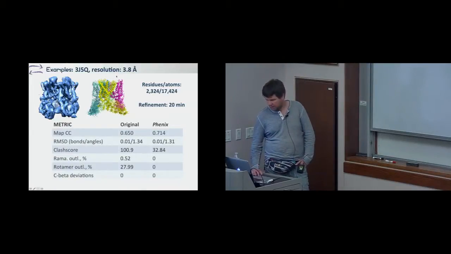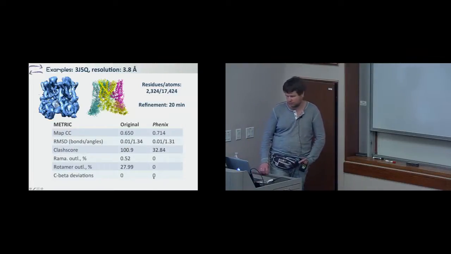So basically what we have here is so many residues, so many atoms. Refinement took 20 minutes, which is not a long time. We improved the correlation coefficient from 65 to 71. Clash score went significantly down from 100 to 33. We don't have Ramachandran outliers. There was a large number of rotamer outliers, and all of these went to 0 as expected.